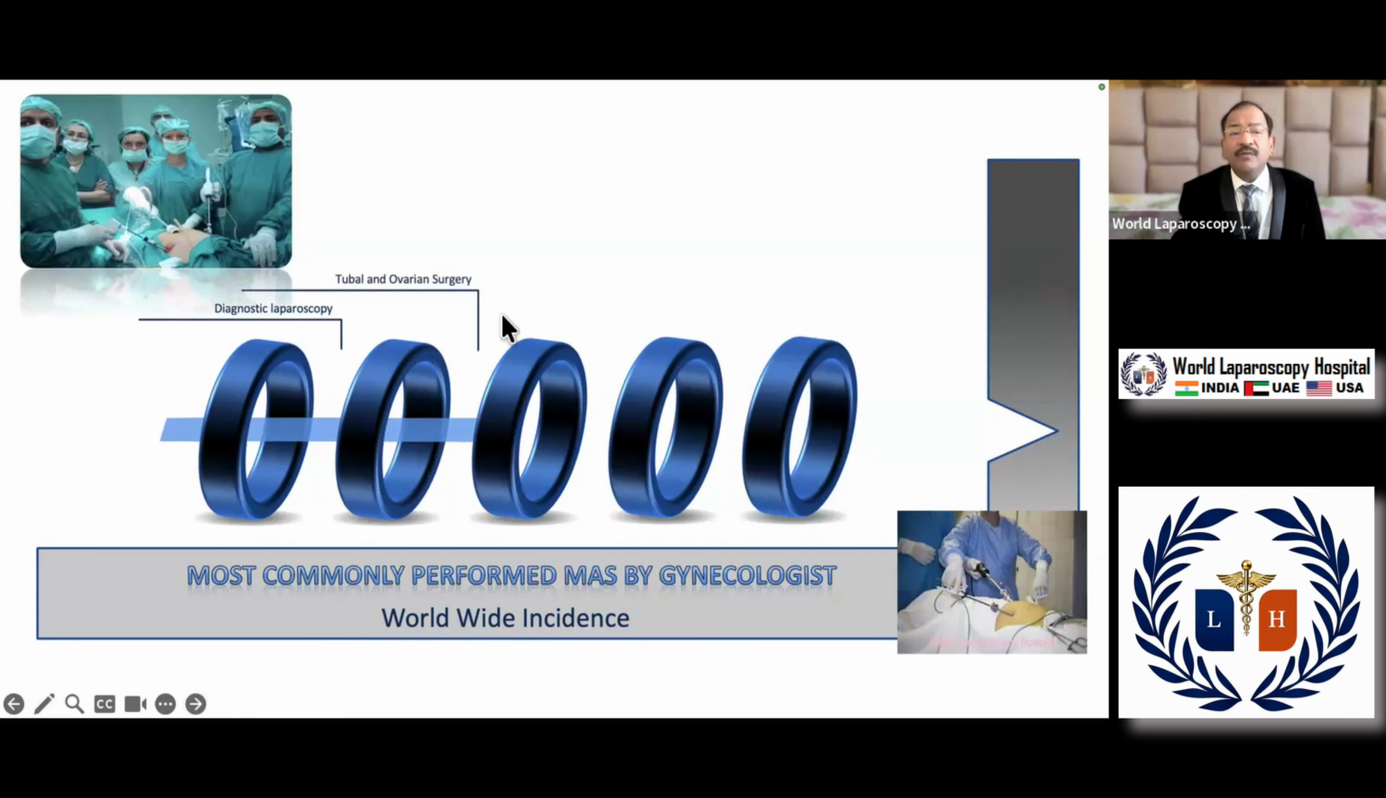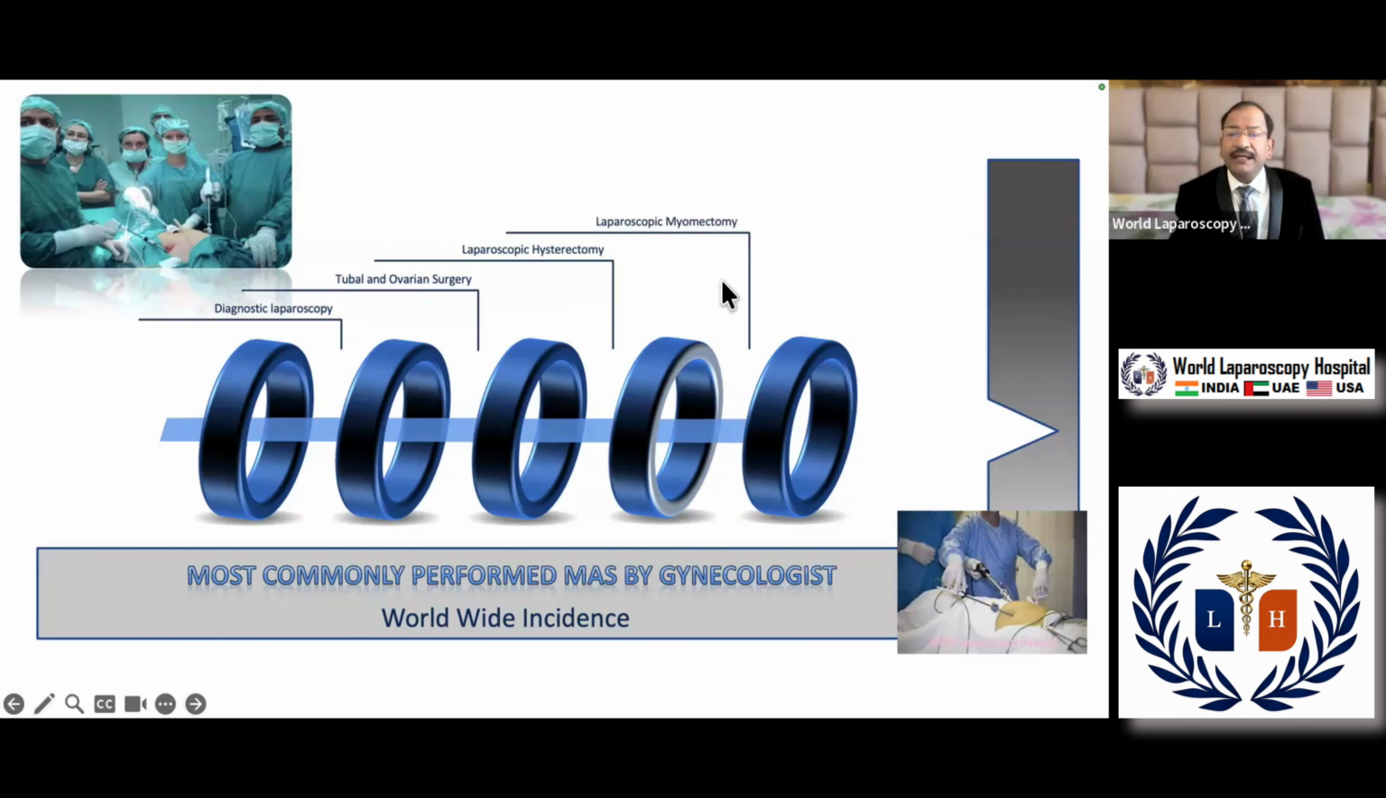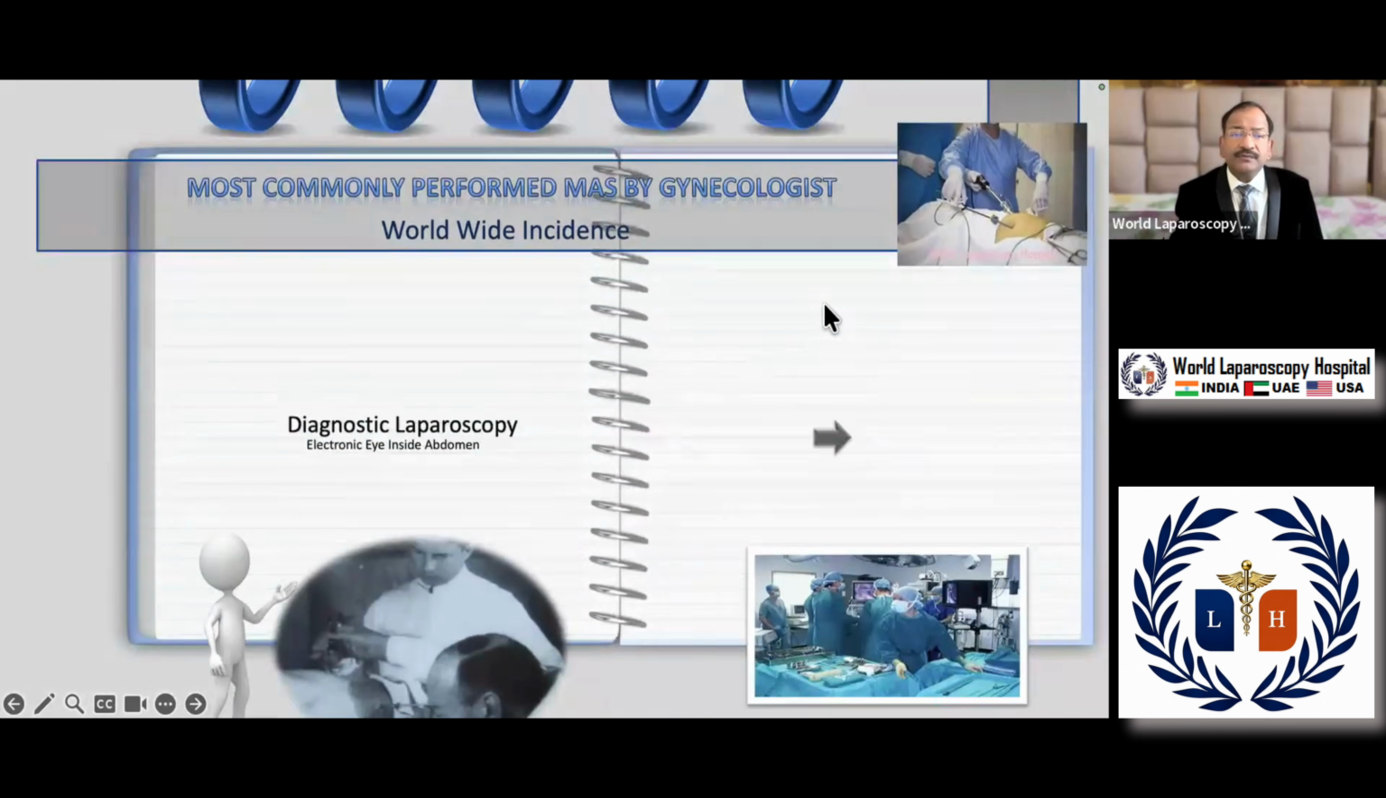Second, the most frequently performed gynae procedure all over the world is tubal and ovarian surgery. Approximately 35,000 tubal and ovarian surgeries are performed every day. Third most frequently performed minimal access surgery by the gynecologist is hysterectomy. Fourth is myomectomy, and fifth is all types of pelvic organ prolapse, like hysterocele, cystocele, rectocele, all types of prolapse. This is the fifth most frequent they do.